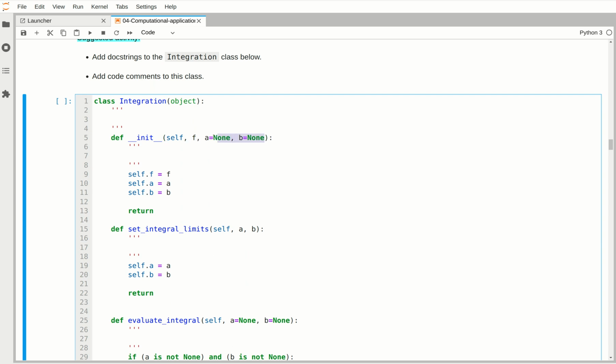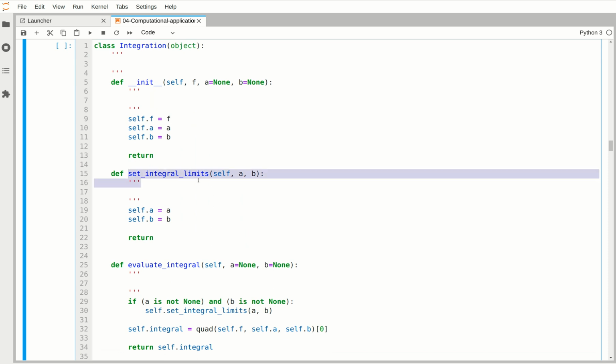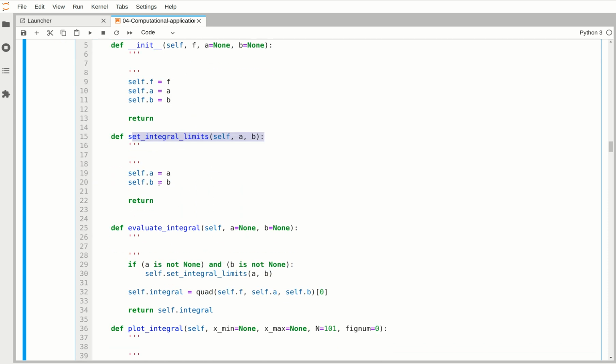I'm going to assume that a and b don't have to be given at initialization because you might want to specify them later. And then you initialize this function. So again, you should input maybe doc strings in here. Then you could set the integral limits, so you could set the a and b. That's a method that we have within that class.